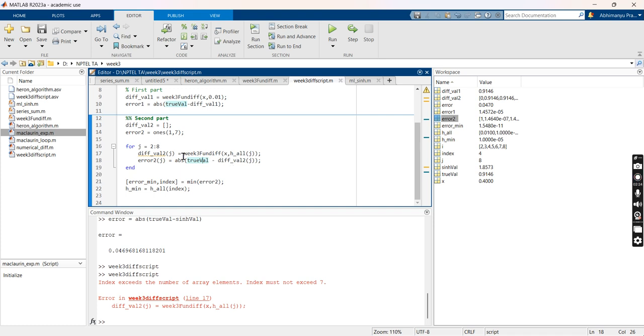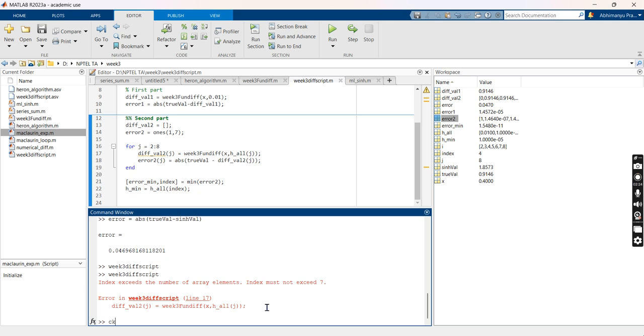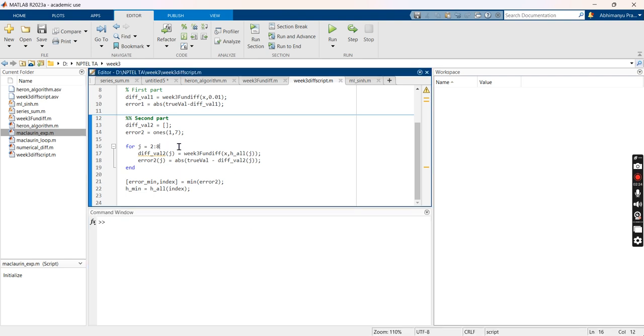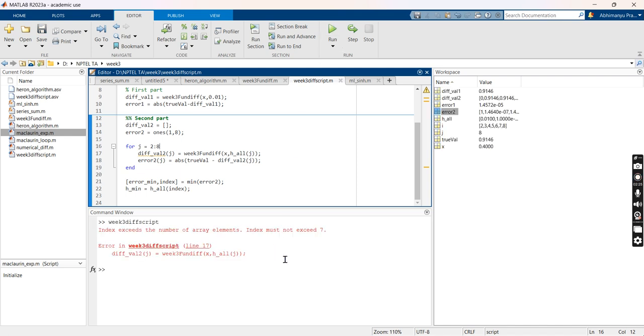Error must not exceed 7. Okay, why is that happening? This is what you were doing, right? Yes, sir. Why is it giving me this error?